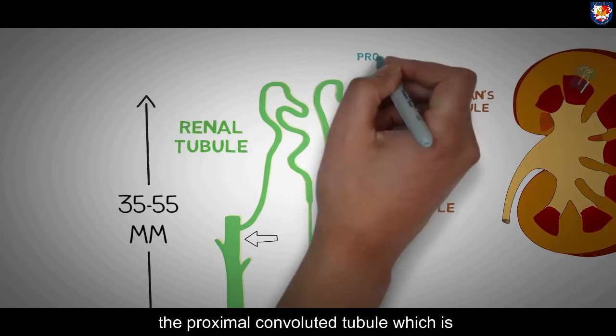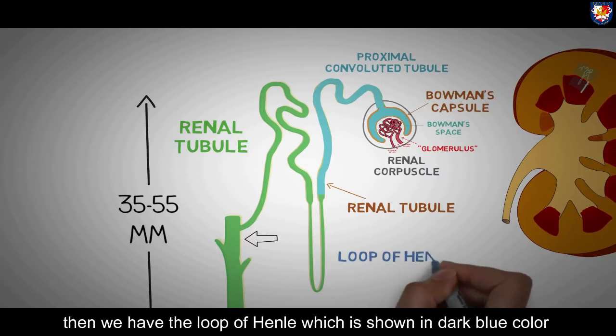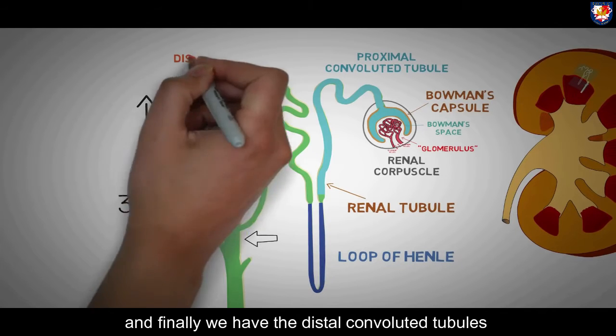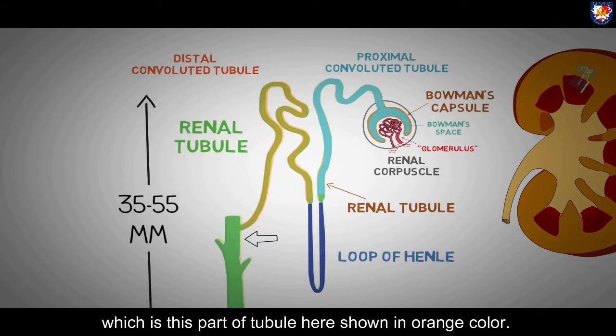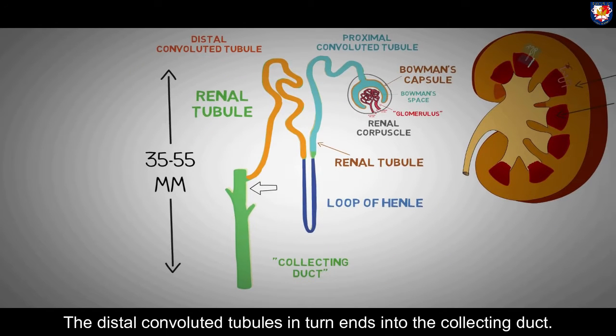The proximal convoluted tubule, which is the part of the tubule shown in the light blue color. Then you have the loop of Henle, which is shown in the dark blue color. And finally, we have the distal convoluted tubule, which is the part of the tubule shown in the orange color. The distal convoluted tubule in turn ends into the collecting duct.